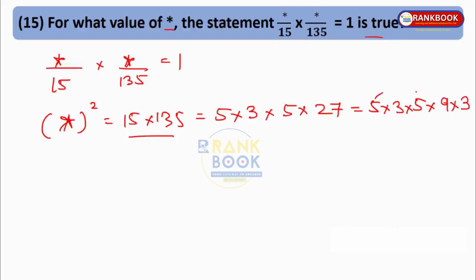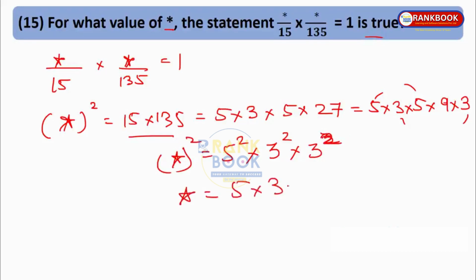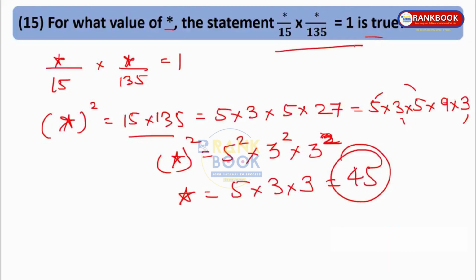Correct? We have 5, 5. Okay. So we'll have 5 square into, we have 3 and 3. We'll have 3 square, and 9 is nothing but 3 square. So we have star square as this. On taking square root, star would be 5 into 3 into 3. 9 5s are 45. This is the answer for this. For the value 45, this equation holds true.